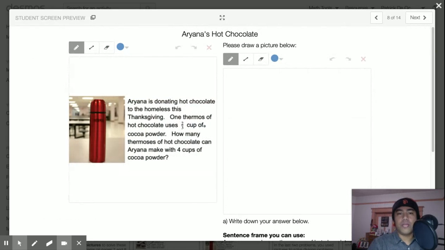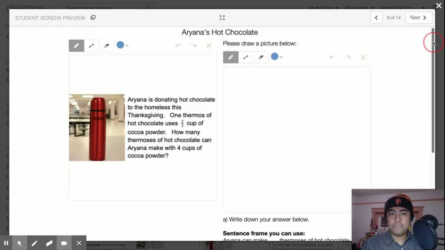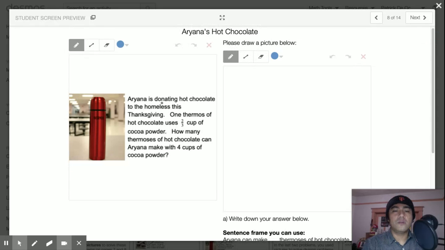Page 8, number 8. Ariana is donating hot chocolate to the homeless this Thanksgiving.